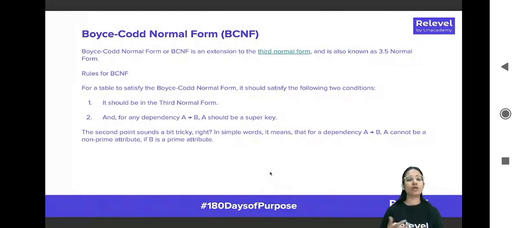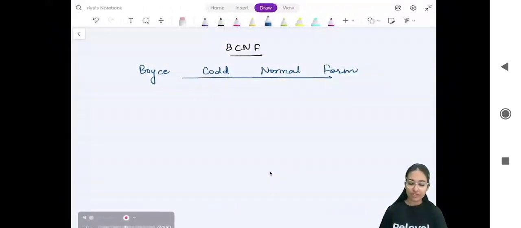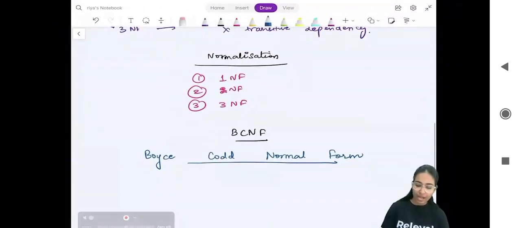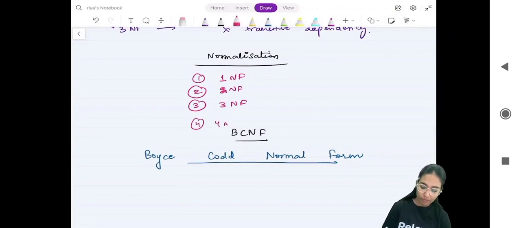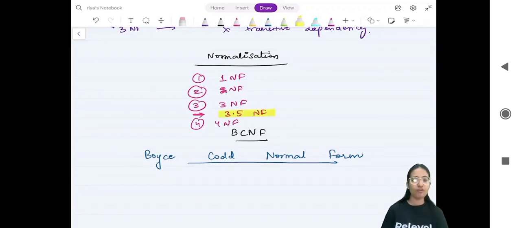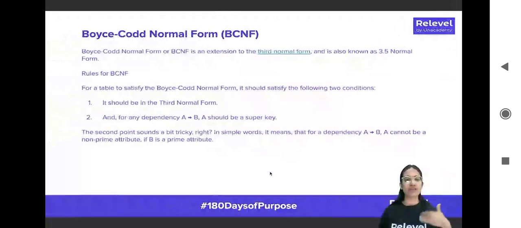So Boyce-Codd normal form, or BCNF, is basically an extension to the third normal form, right? And it is also known as 3.5 normal form. We have third normal form, and we also have fourth normal form. Between those, we introduced another normal form, known as Boyce-Codd normal form, also known as 3.5 normal form, because we are moving in a step-by-step process. Now let's talk about what the rules for BCNF are.